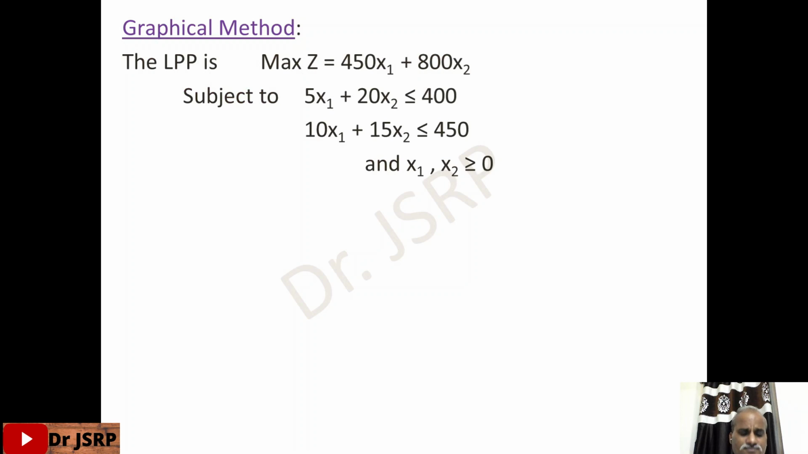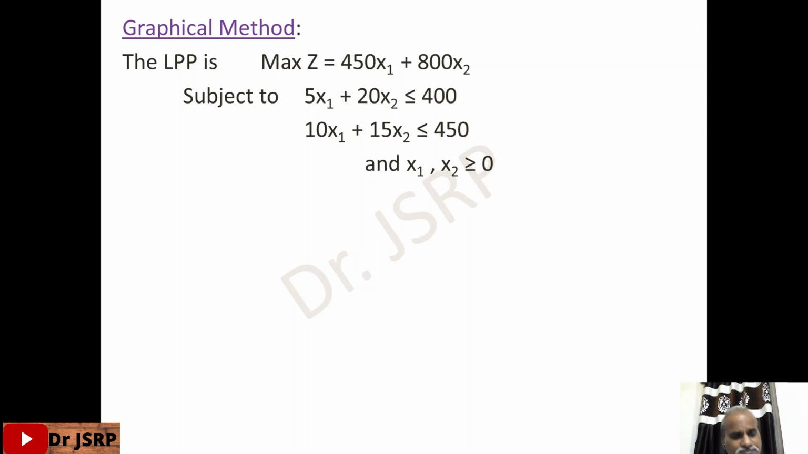So therefore, the LPP is: objective function max z equals 450x1 plus 800x2, subject to the constraints 5x1 plus 20x2 less than or equal to 400, 10x1 plus 15x2 less than or equal to 450, and non-negativity restrictions x1, x2 greater than or equal to 0. So this is the mathematical model for that practical problem. It is a simple problem since it involves only two decision variables.